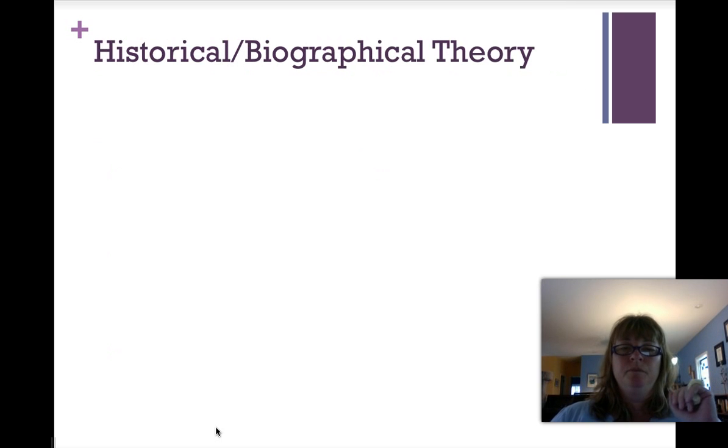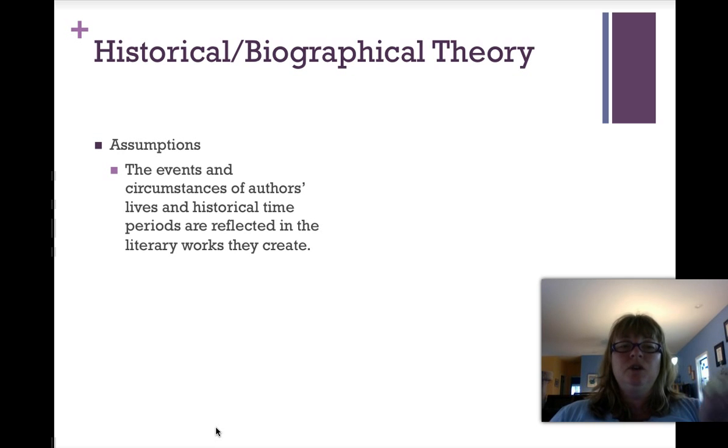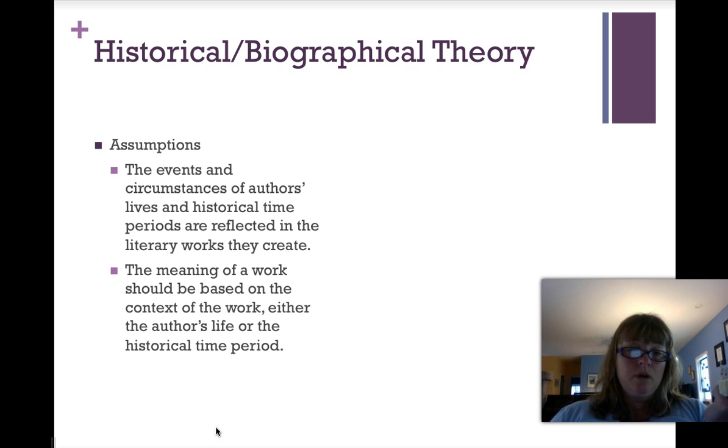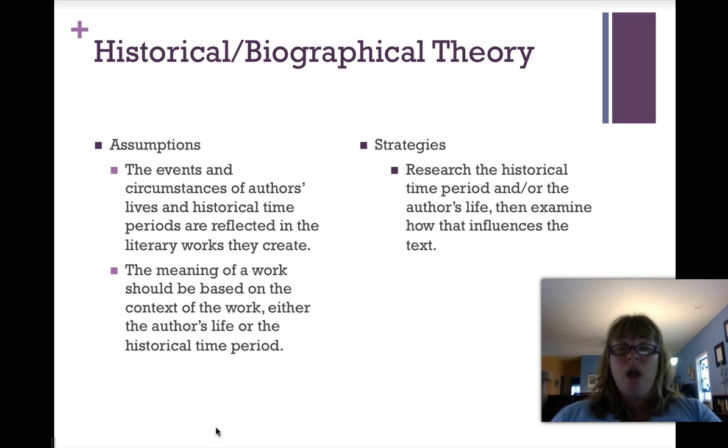All right, our last theory, it's actually two theories, but I'm going to lump them together and I'll tell you why here in a second. The assumptions are that the events and circumstances of authors' lives and historical time periods are reflected in the literary works they create. The meaning of a work should be based on the context of the work, either the author's life or the historical time period. So the strategy is to research a historical time period or the author's life in Biographical, then examine how that influences the text.